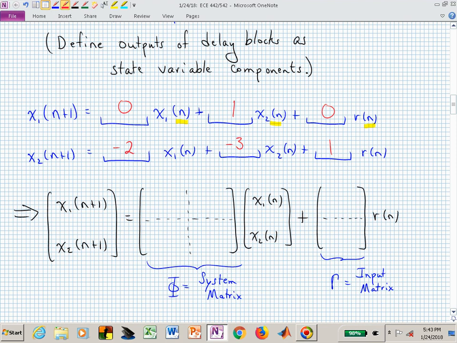The top row is pretty straightforward, and the second row, making up x sub 2 of n plus 1, is minus 2 times x sub 1 of n plus a minus 3 times x sub 2 of n plus r of n. That's where we made it to last time, I hope, if my memory is correct.